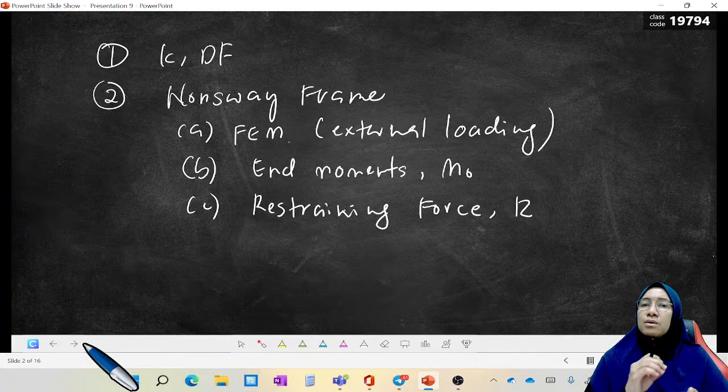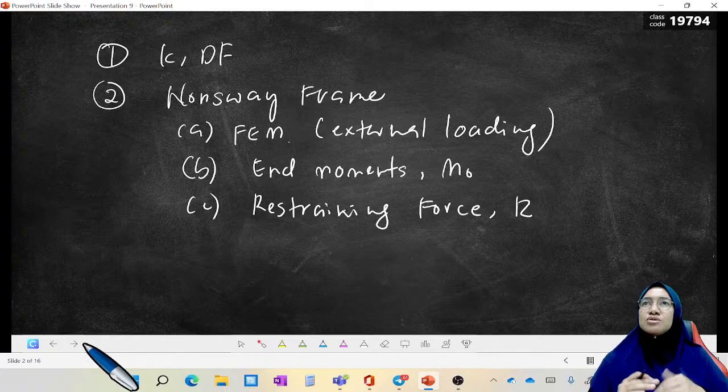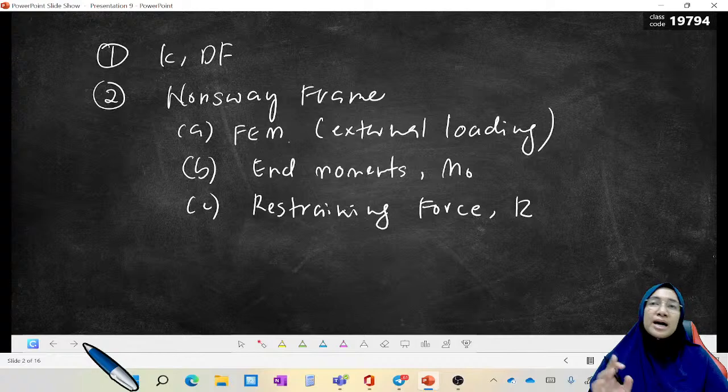And why do we need to calculate K? Because we need to calculate the distribution factor. Distribution factor is member stiffness divided by joint stiffness. We have to calculate the distribution factor.